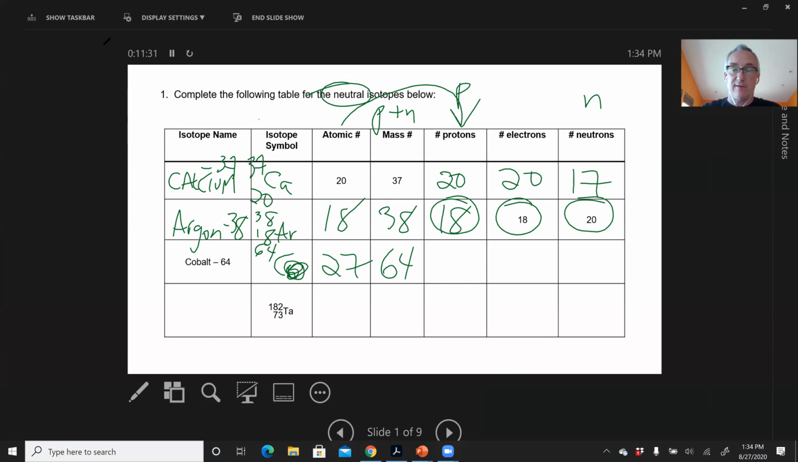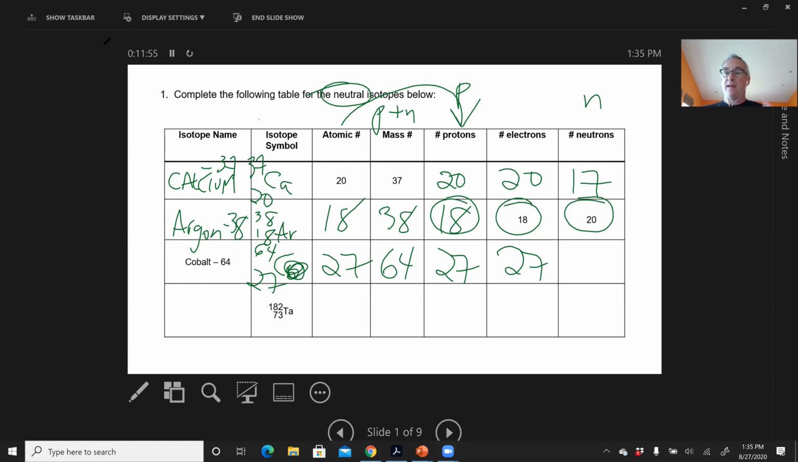27. That's not a tough one. And we could also put our 27 in the isotope symbol, because the mass is on the top and the number is on the bottom. So we can also put our 27 here. So how many electrons? 27. It's neutral.